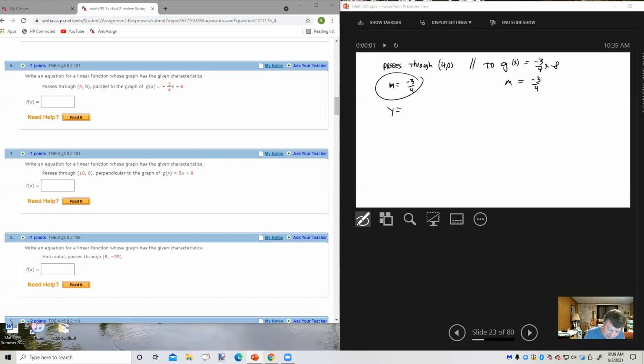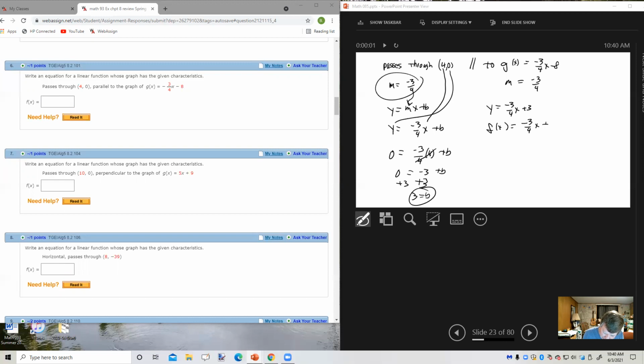All right. So using y equals mx plus b, the slope goes in for m. That's all we're going to use from the original g of x. Then we've got an ordered pair, which we'll use for x and y. So then 0 equals negative 3 plus b. Add 3 to both sides. b equals 3. So y equals negative 3/4 x plus 3, or f of x equals negative 3/4 x plus 3. We'll put that in there.